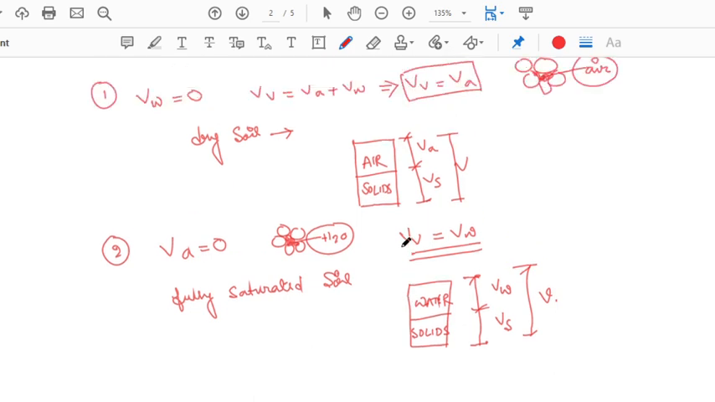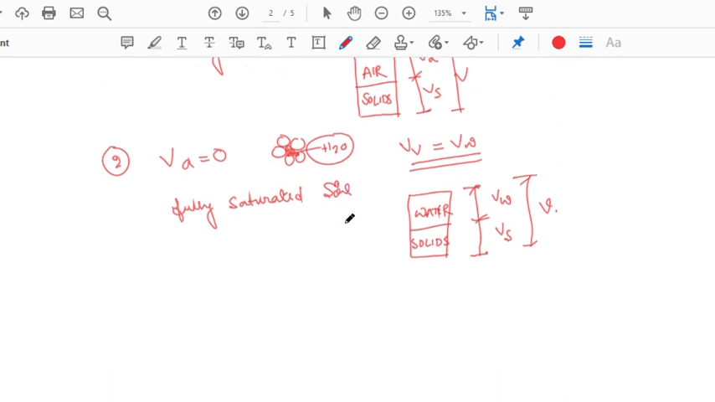If the volume of air becomes zero, then the three-phase system will get converted into, say the options will be one-phase system, two-phase system, three-phase system. So the answer will be a two-phase system comprising of only water and solids, and if the volume of water becomes zero, it will become a two-phase system comprising of air and solids. Right? So these are the two conditions.